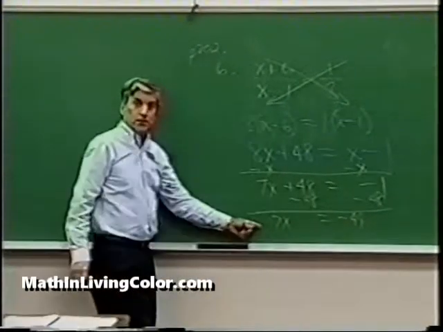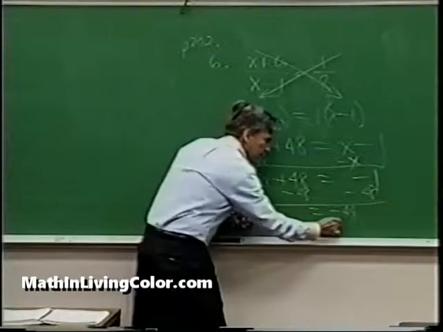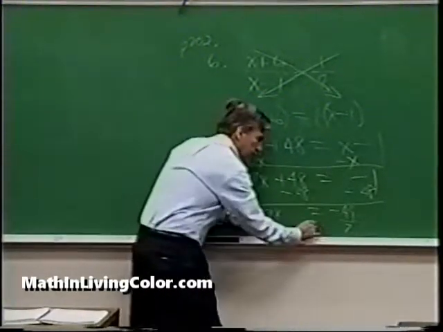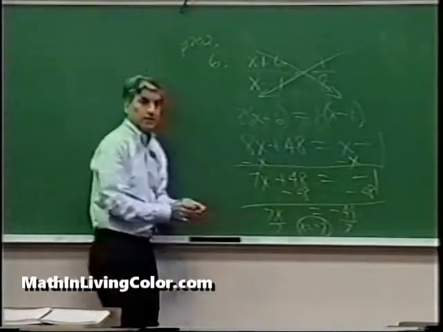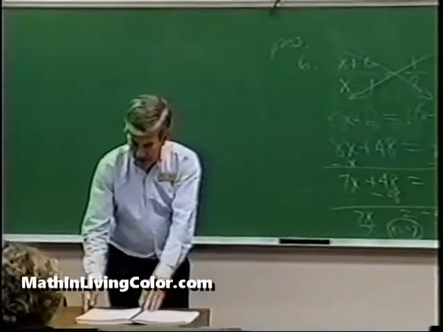And then what? Divide by 7. So divide by 7, and the answer is x equals -7. -7. Final answer, right? -7. Any questions on that? Okay.